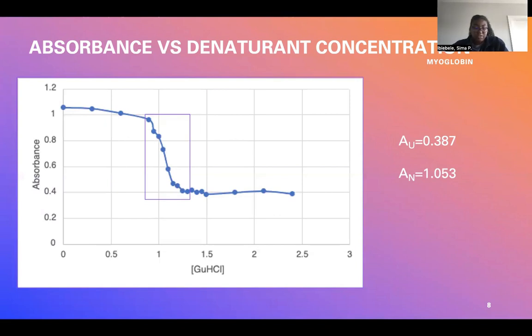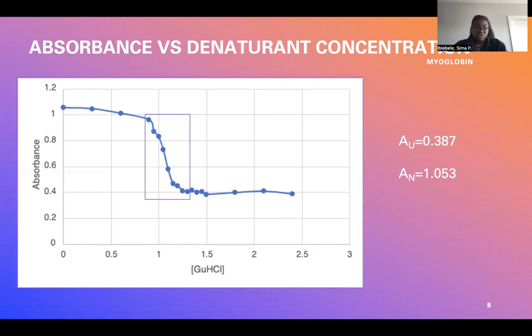As one of my hypotheses, I stated that samples 17, 18, and 19 will have the unfolded form of myoglobin due to the high concentrations of guanidine hydrochloride. And in this plot, samples 17, 18, 19 are in the endpoints with absorbance values consistent with AU. This supports my hypothesis.